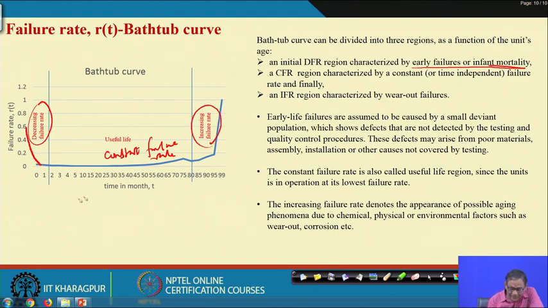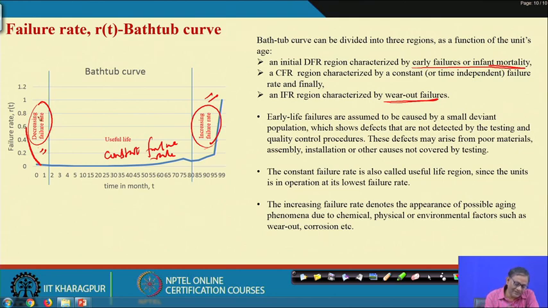So, this constant failure rate period will be quite large compared to the early failure period, and that is the useful life phase. Then the last phase will be the increasing failure rate. This increasing failure rate is basically wear out failures, because that is the end of the life of the unit under consideration. So, that is the beauty of the hazard rate, because it gives you the bathtub curve.